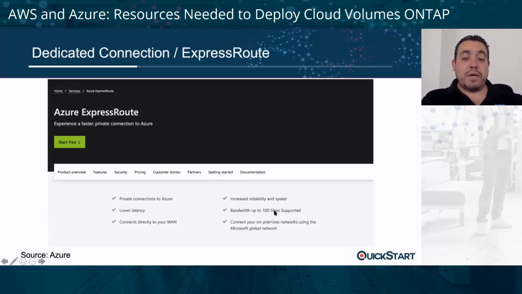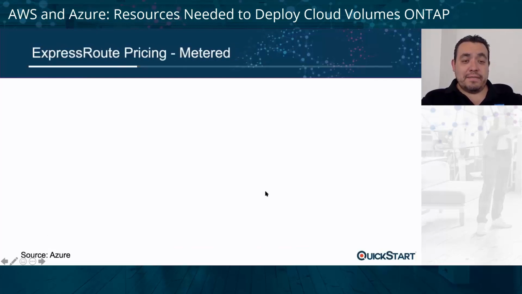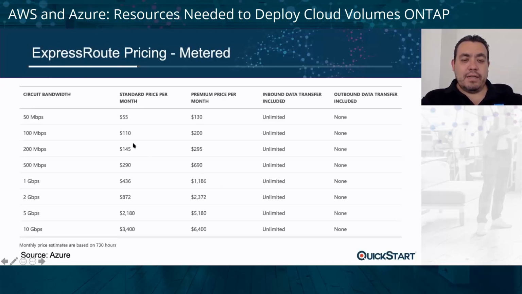Now, the dedicated connection, once again, it's called ExpressRoute. They can give you up to 100 gigs as well, and that's way more expensive. Let me show you some details about ExpressRoute. You can see the bandwidth on the left. You can see the pricing here. And you can see on the right side that it says inbound data transfer, it's included, no cost, no limits.